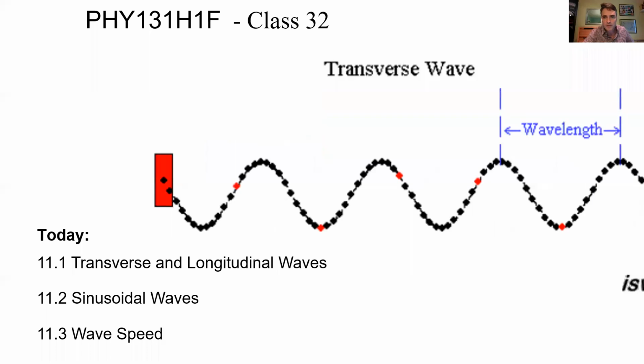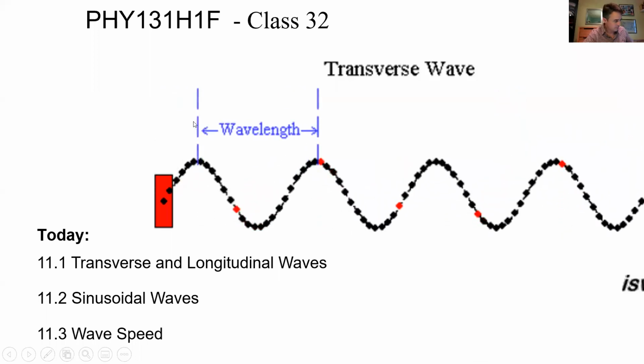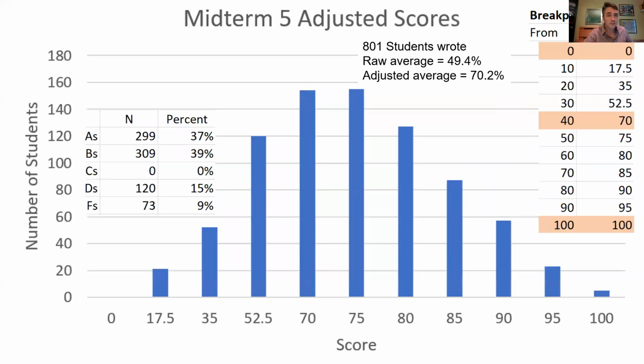The midterm last night, why don't we start by talking about that? I'm not going to go through the solutions because I did post them, but it was a very difficult midterm, and some might call it a bit of a bloodbath. The average was 49%, so it was a difficult test.